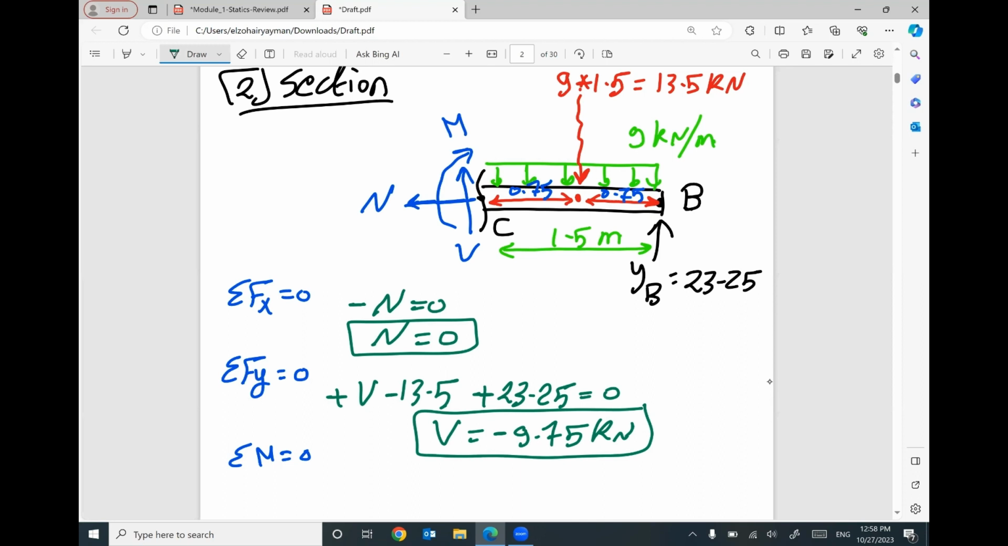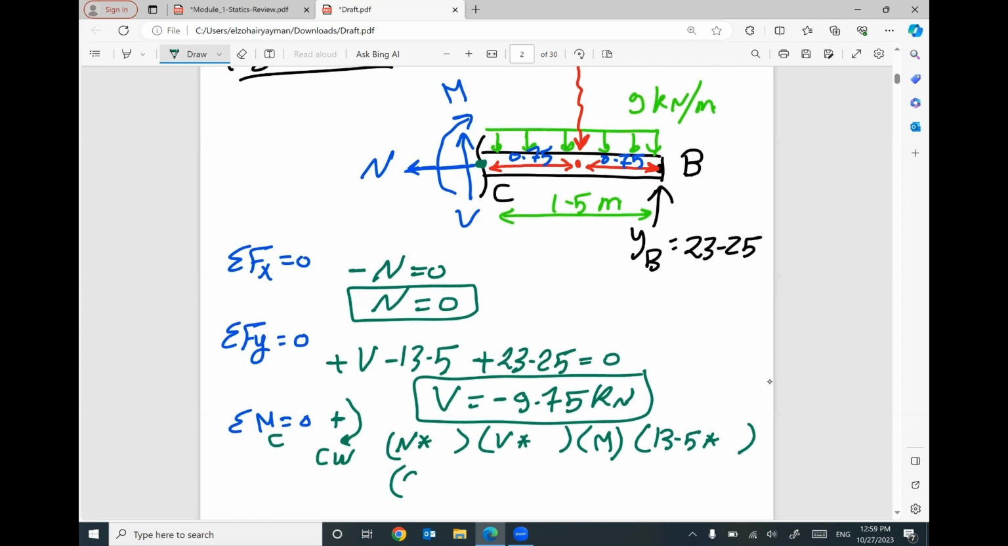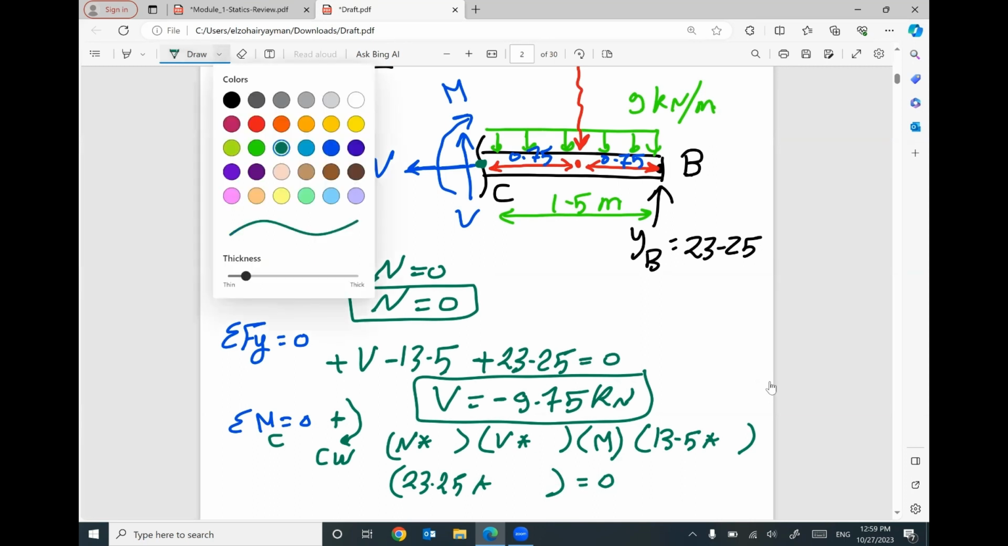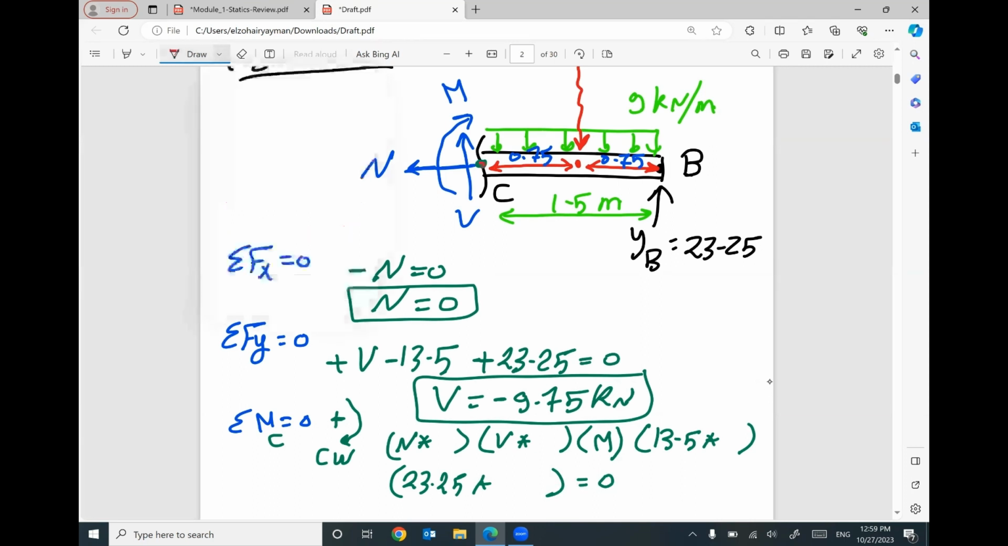Summation moment. I do recommend to take moment at C, the point of cut. And I will assume my clockwise rotation is my positive. So, capital N multiplied by distance, capital V multiplied by distance, capital M does not need distance because it's a moment, 13.5 times distance, your reaction YB 23.25 times distance equals 0. What is the distance between capital N and your point C? 0. Capital V and point C? 0. Capital M does not need distance.